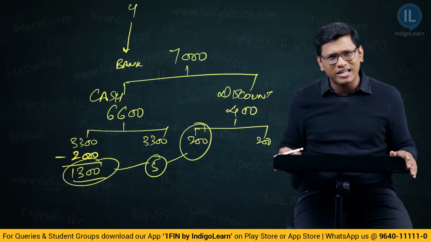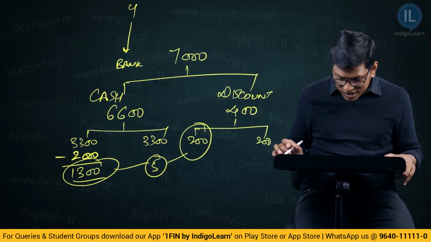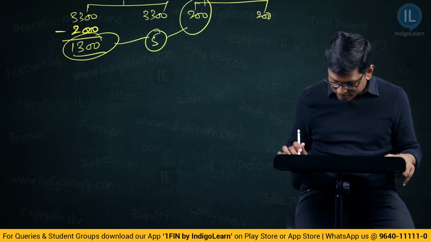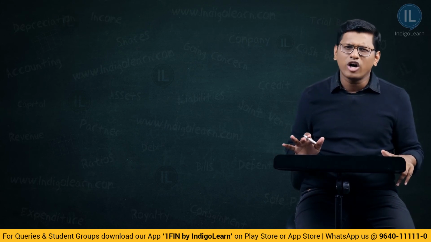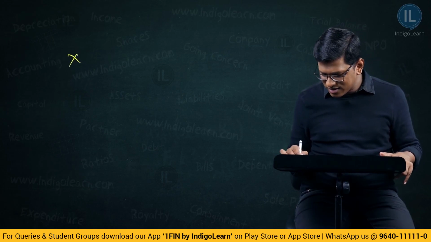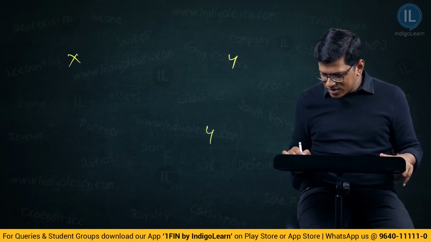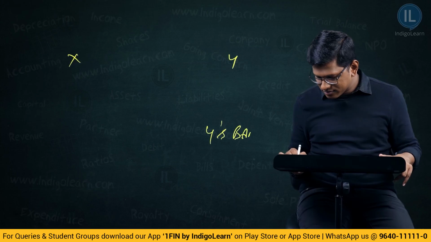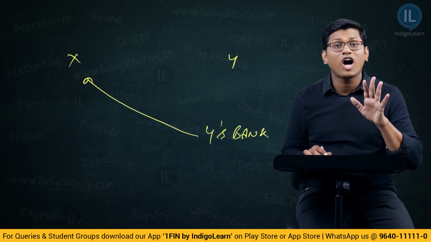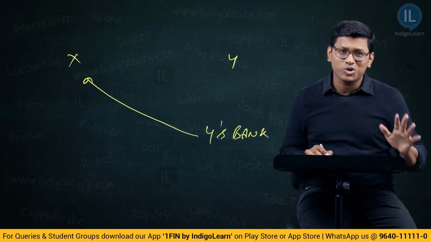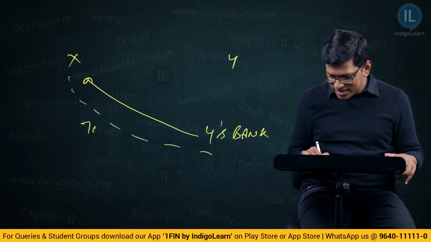Now what will happen ultimately? Ultimately, look at this. Before the bill is due for payment, X becomes insolvent. Strictly speaking, on the due date, what do you think X should have done? There is X, there is Y. Strictly speaking, there is Y's banker. This person will go to X and ask for how much amount? We'll ask for 7,000 rupees. Strictly speaking, X should have paid 7,000 rupees.